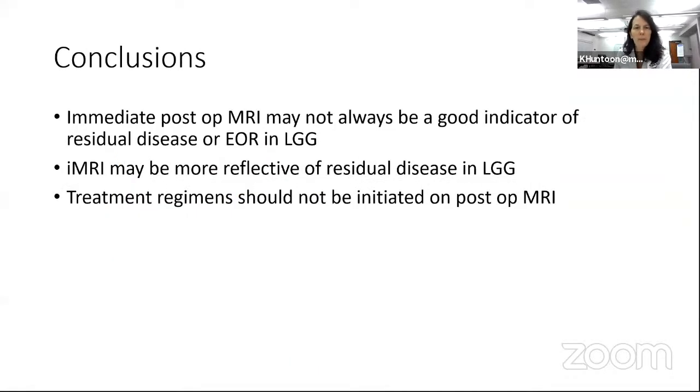So, you know, we were not the first group to show this, but immediate post-op MRIs may not be the best indicator of residual disease or extended resection. And the iMRIs may be a better reflection, or waiting to the 3-month time frame to look at residual disease and extended resection before starting treatment, especially in individuals that are less than 40 years old. We don't want to start anything too early on those individuals. It was a pretty basic study, but hopefully it will help others going forward.